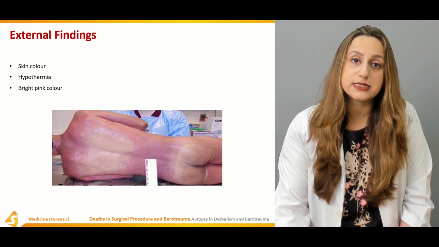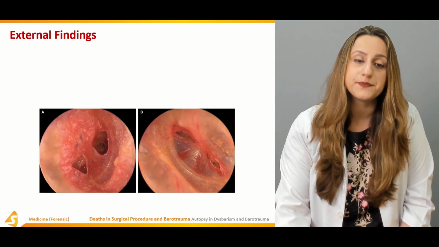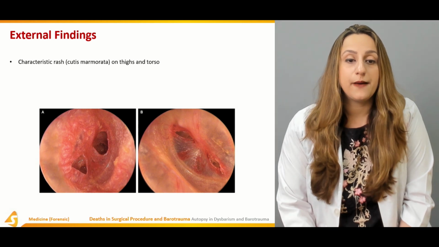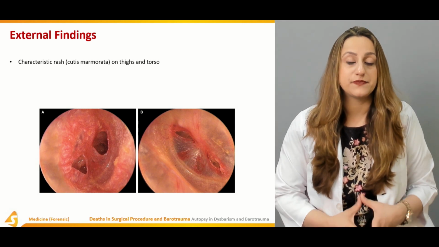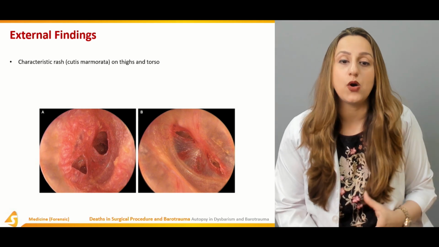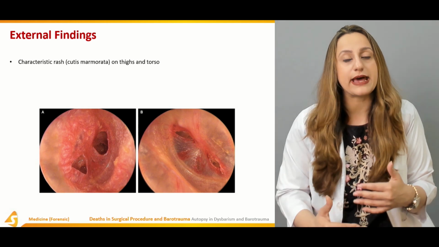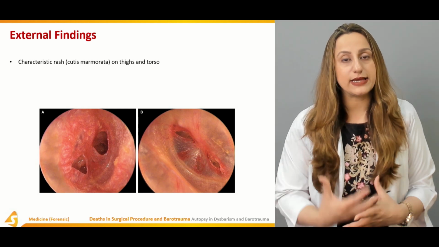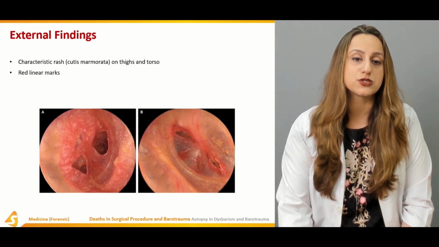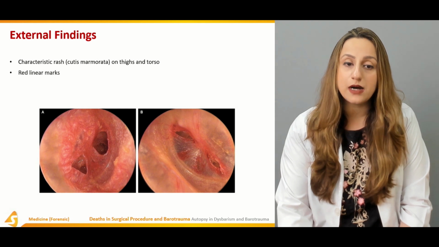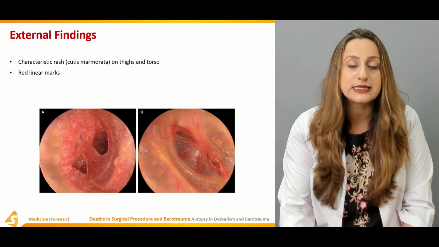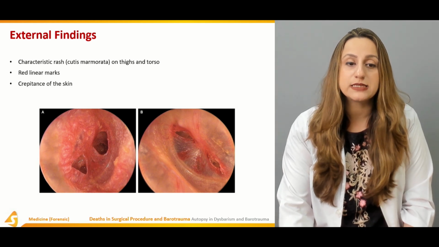So the bright pink discoloration is seen in a particular case. The external findings are looked for. There is a characteristic rash in these cases of dysbarism. This rash is named cutis marmorata, on the thighs and the torso. It is a particular rash seen on the thoracic region or the torso of the person, and it is of particular significance here. The red linear marks are again very important and have to be looked for. These are the external findings that have to be looked for and emphasized in a particular case.